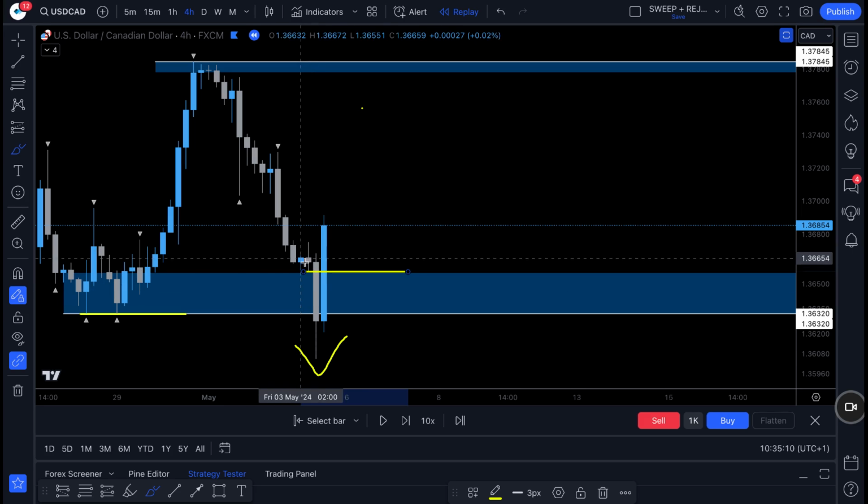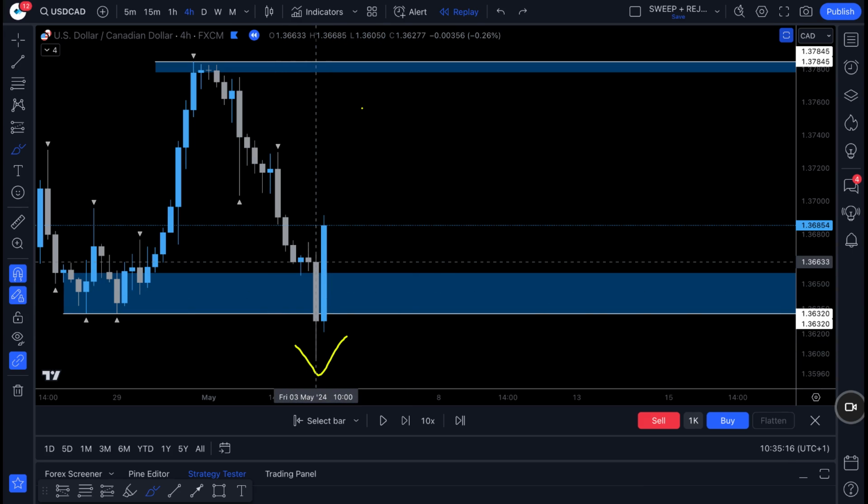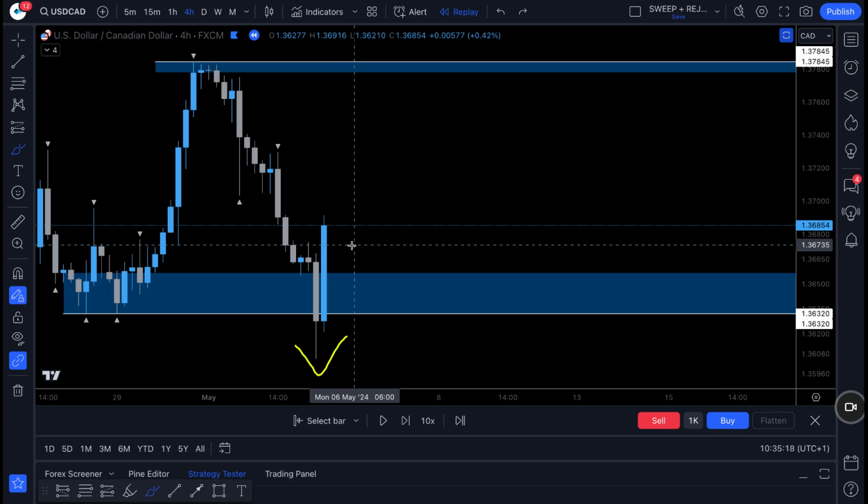So we've seen price come down and manipulate these traders into thinking this market's going to go short. Ultimately, that traps the retail. Retail are going to go short in this market.